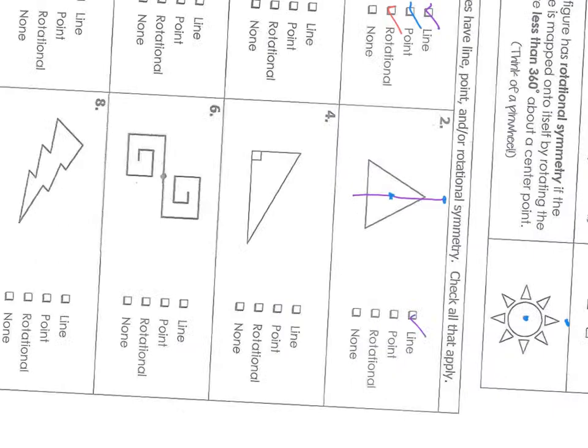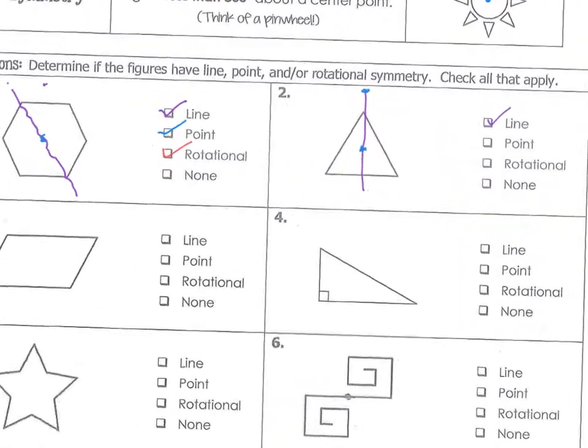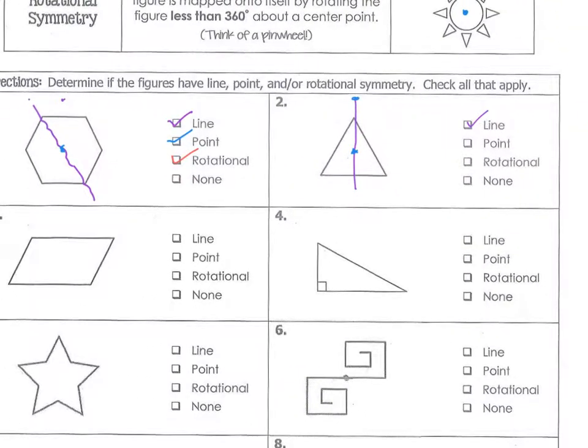So something can have rotational symmetry and not have point symmetry. So this one has rotational symmetry. Any questions so far? Okay.